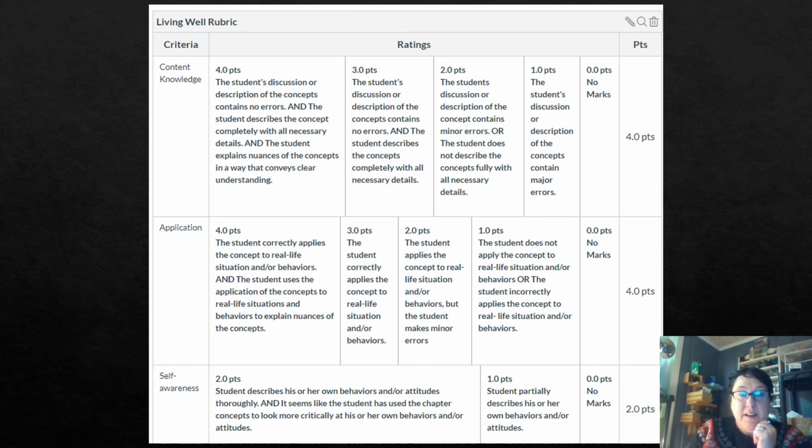Self-awareness specifically comes in with the behavior change reflection, where you are able to include more than one or two sentences. We're really going to be looking for meaningful answers in this component of the assignments. So that is the very first Living Well assignment. Hopefully that's good.